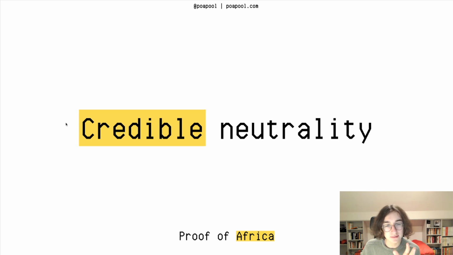The reason is credible neutrality. This is a concept which has been invented, or at least brought to my attention, by Fred Ehrsam, who is the co-founder of Coinbase and the founder of Paradigm, which is a pretty huge crypto investment fund. The idea of credible neutrality is that as a developer, you want to build on a platform which you trust, on a platform which in 10 to 20 years will still be there, right?